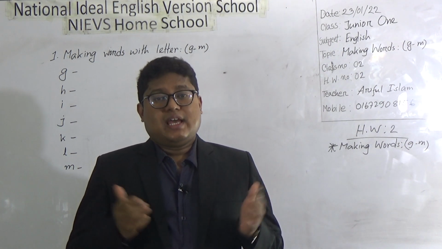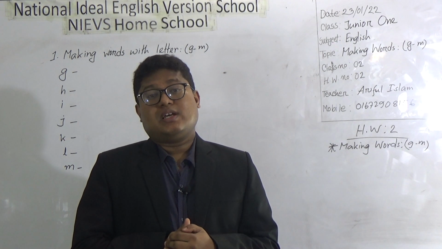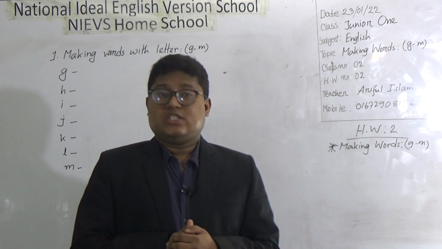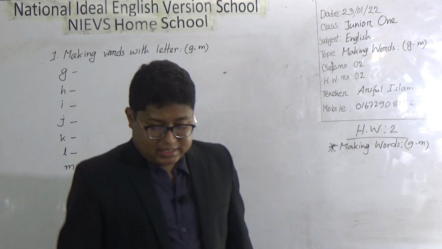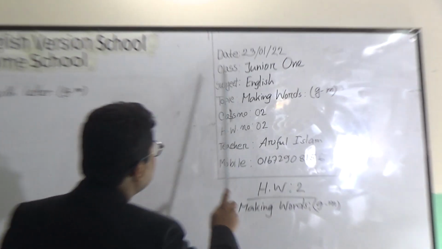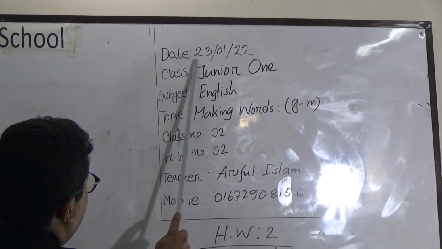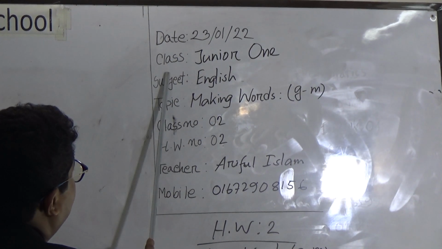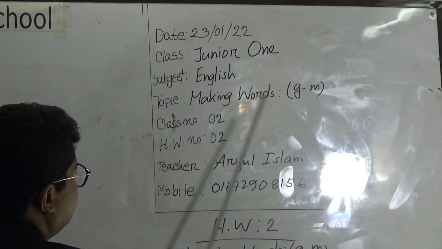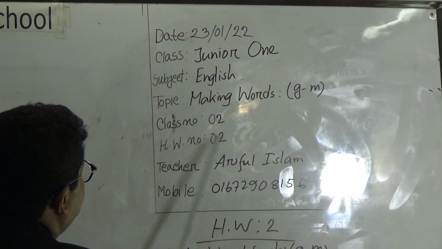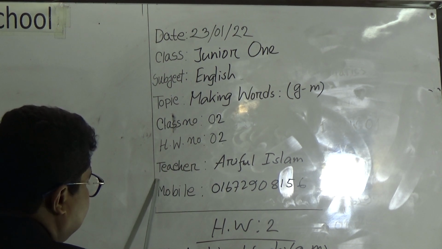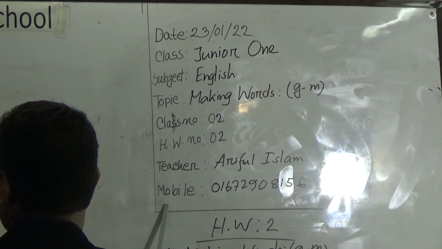Shift. Today, I am going to take an English class for class junior students. Our today's topic: making words from G to M. Okay, let's start our today's class. So let's see first our today's class date. 23/01/22, class junior 1, subject English, topic making words G to M, class number 2, age level number 2, teacher Ariful Islam, and this is my mobile number.